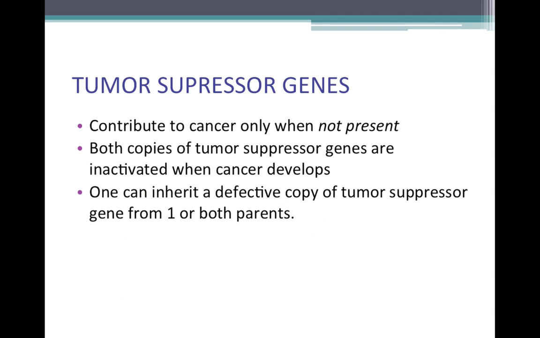Now, tumor suppressor genes are genes that normally help prevent cell division. However, these tumor suppressor genes can promote growth or cancer when they're not present or when they're inhibited. So if tumor suppressor genes are inhibited or mutated to where they don't function properly, then that can promote the development of cancer.